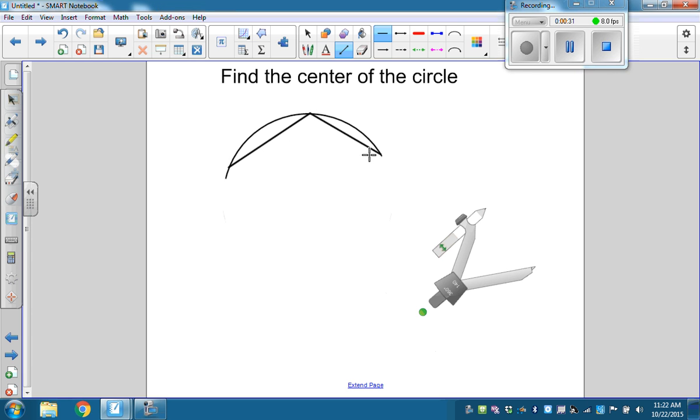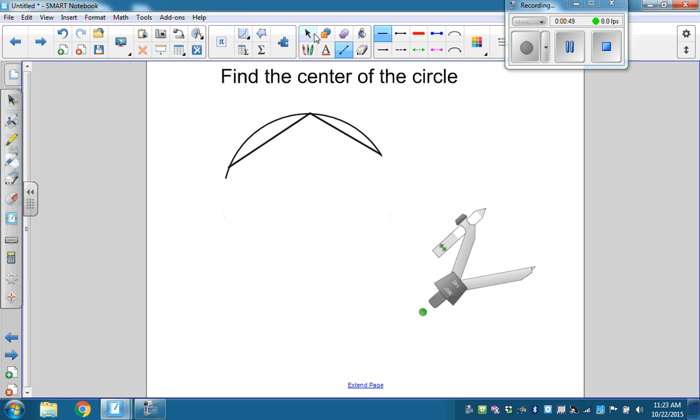But you don't really need that third chord. If you create two chords and find the perpendicular bisector of each chord, you would then have the center of the circle, because those two chords could act like sides of a triangle. You know what I'm saying?